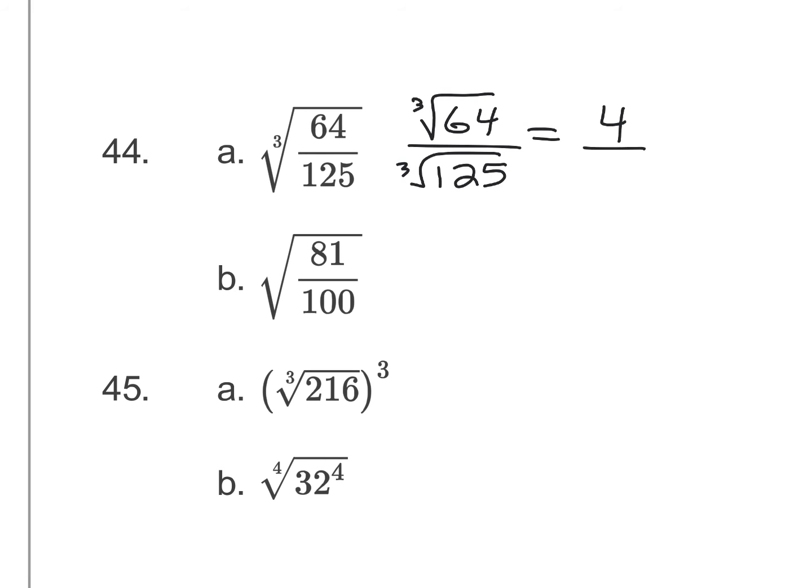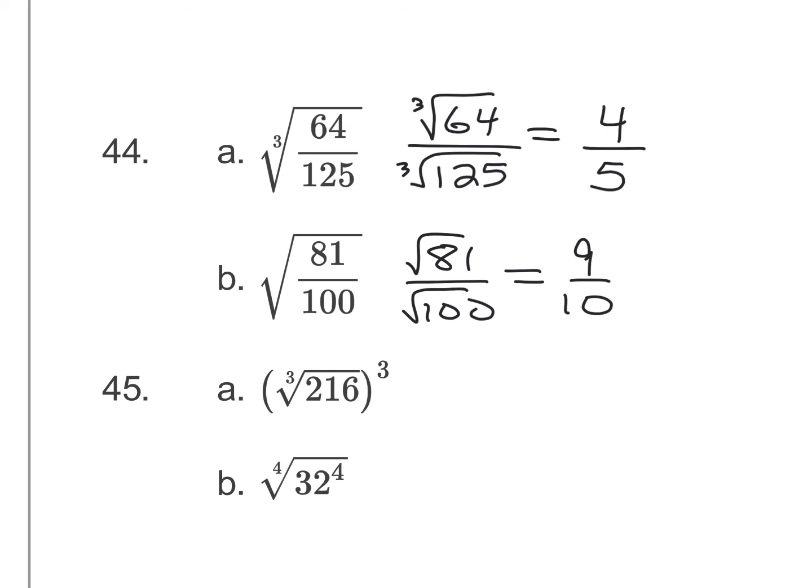The cube root of 64 is 4. The cube root of 125 is 5. So this would just simplify to 4/5. Same thing on part B. This is a square root. So square root the 81, square root the 100, becomes 9/10.